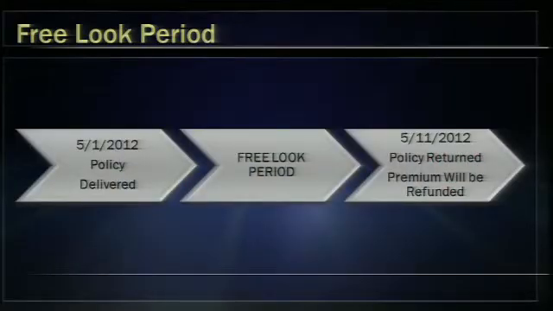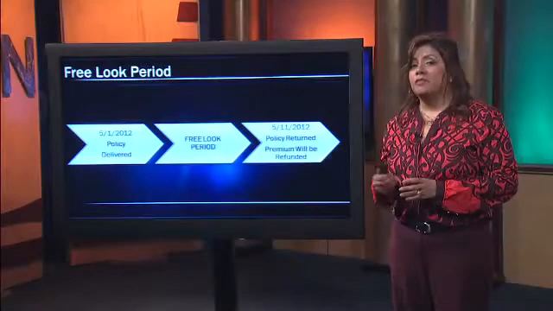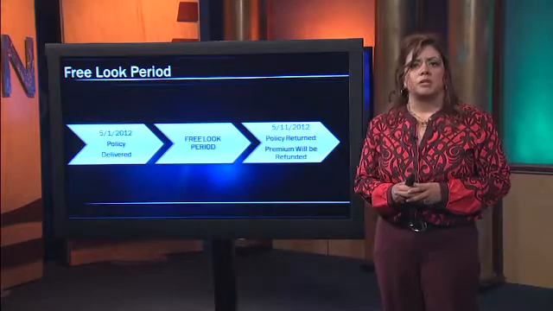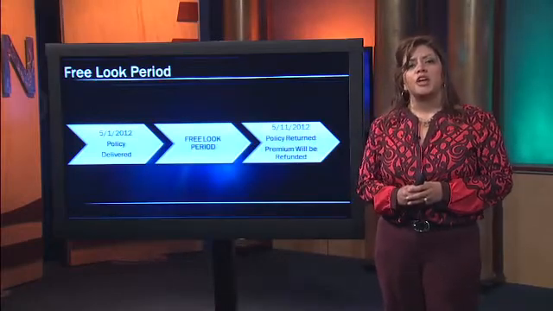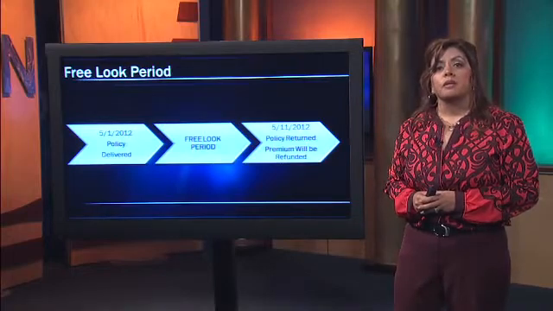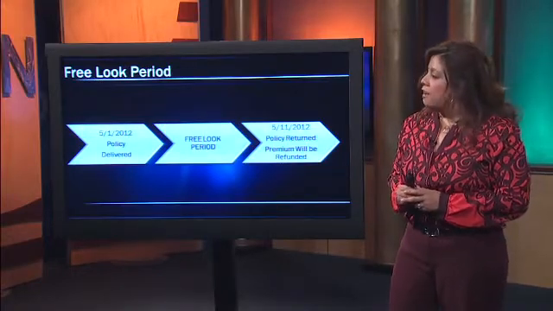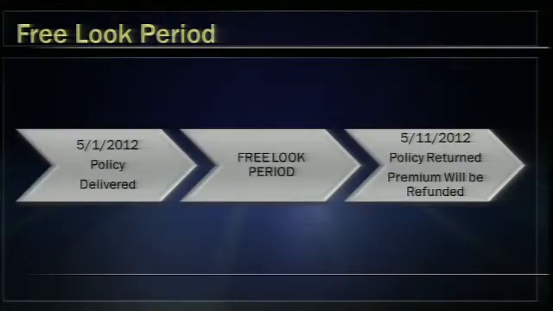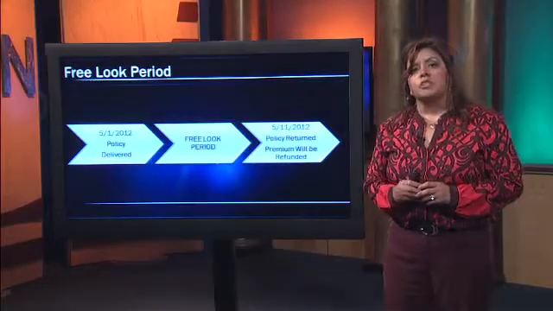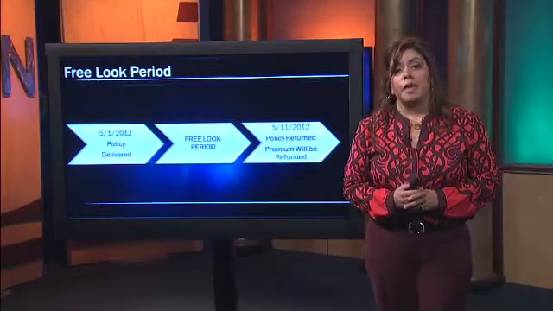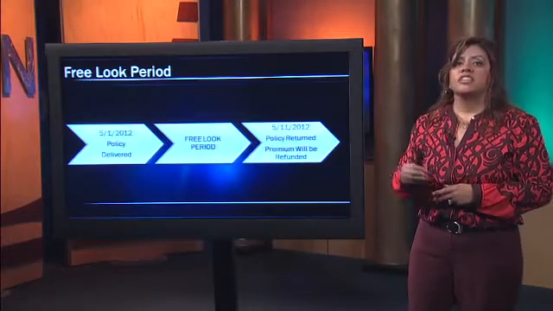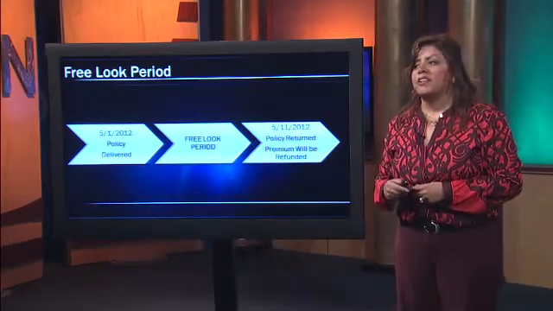This simply allows the policy owner at least 10 days from the time the policy is delivered for them to review it and decide whether or not they're going to accept the contract. If for whatever reason they decide they do not want to keep the policy, they simply return it to the insurance company for a full refund of the initial premium paid. Let's take a look at this example. If a policy was delivered on May 1st, the policy owner would have 10 calendar days for the free look period. So they would have up to May 11th to decide whether or not they're going to keep it. If at that point they decide that they don't want the insurance, they simply return it to the company and they will be refunded the initial premium.